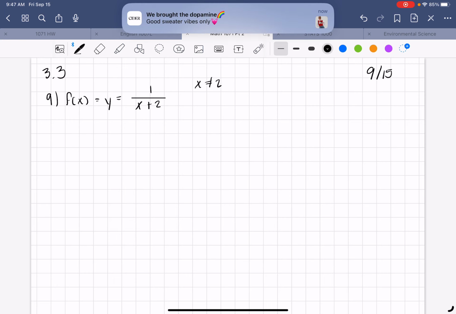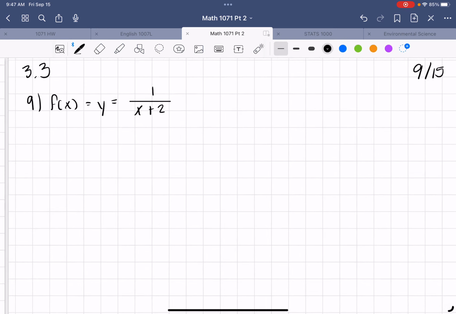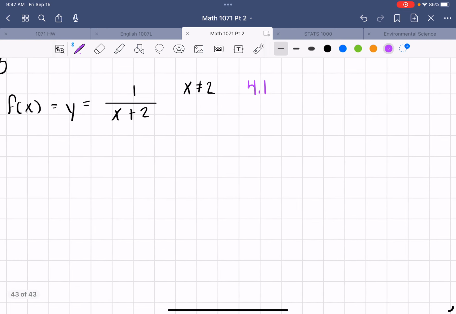But what I want to show you, there is a pattern here. A little different. You see, this is the first problem we've encountered that's involved division, 1 over. And so there is something called the quotient rule, and we're going to be learning that in 4.1 or 2. And so we're going to learn that the derivative here is negative 1 over x plus 2 squared.